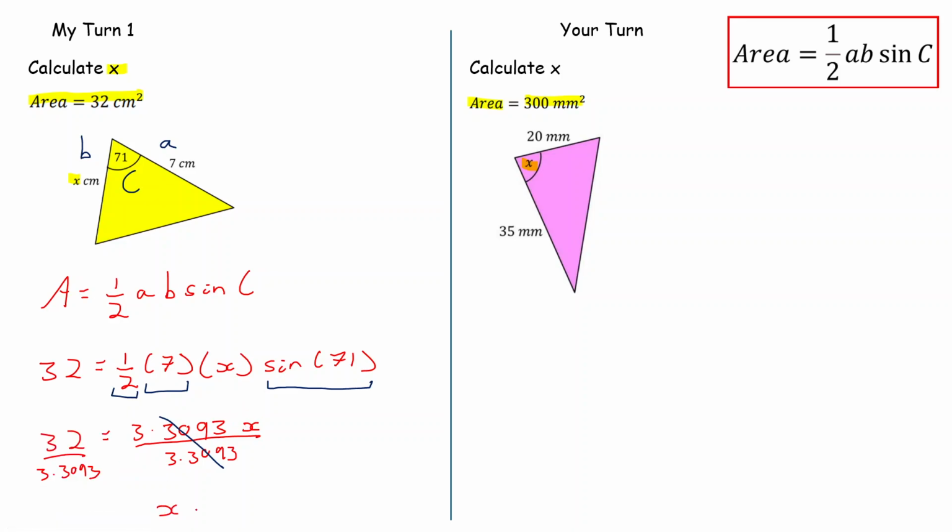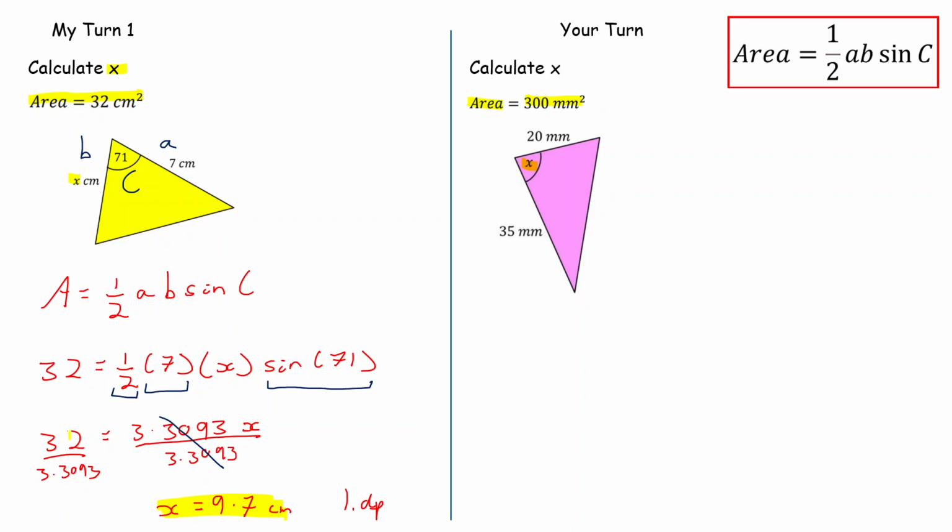So x is going to be equal to whatever 32 divided by 3.3093 is, which is roughly 9.7. And it's a length, so it's just going to be centimeters, and that is to 1 decimal place. Okay, and I can highlight my answer. There we go. Okay, good.